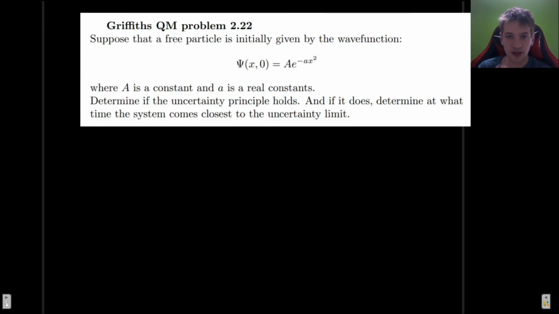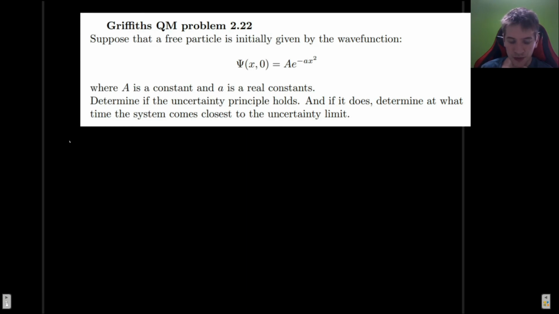This time we're going to be solving problem 2.22 as it appears in Introduction to Quantum Mechanics. So this problem states that suppose we have a free particle that is initially given by the wave function, at time equals 0, Psi(x, 0) = A e^(-a x^2). Given this, we want to determine if the uncertainty principle holds, and if it does, determine at what time the system comes close.